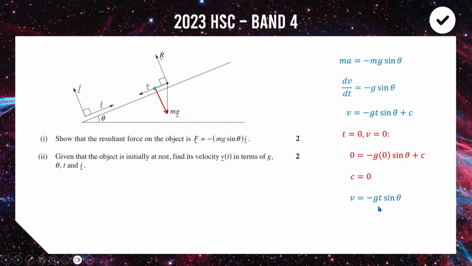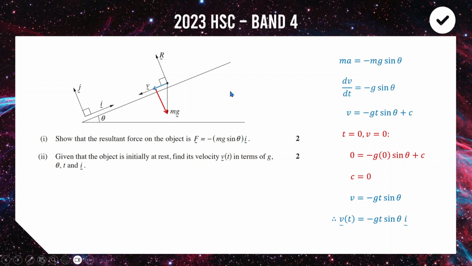So to do that, we're just going to multiply this expression by the direction that it's going in, which is in the i direction, because once again, it's only going down the plane, it's not going up or down. So we have velocity vector is equal to minus g t sine theta times i unit vector, and now we have velocity in terms of g, theta, t, and i as required. So really not a hectic amount of maths here.